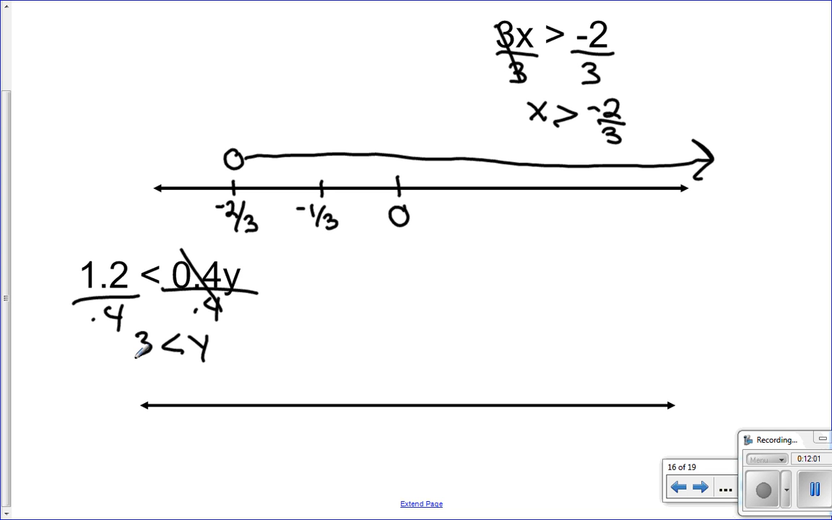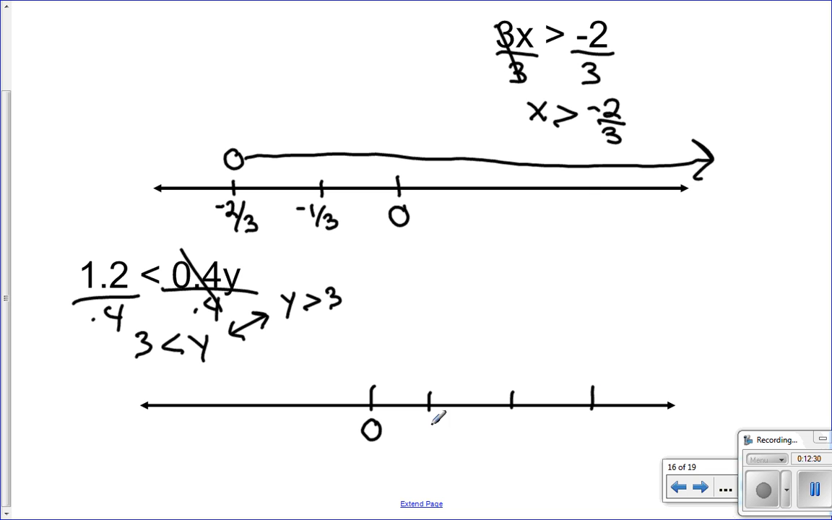For this one, it says 3 is less than y. If it helps, change it so your variable comes first. These two are the same thing. 3 is less than y, or y is greater than 3. Be careful when you're doing these, okay? Make sure you're reading them correctly. Remember, your graph represents everything that's going to make this equation true, everything that's going to make your variable true.